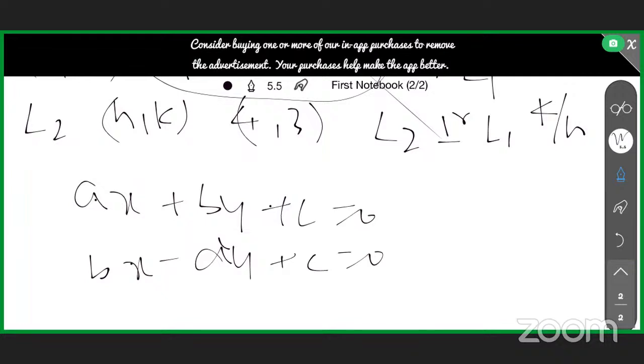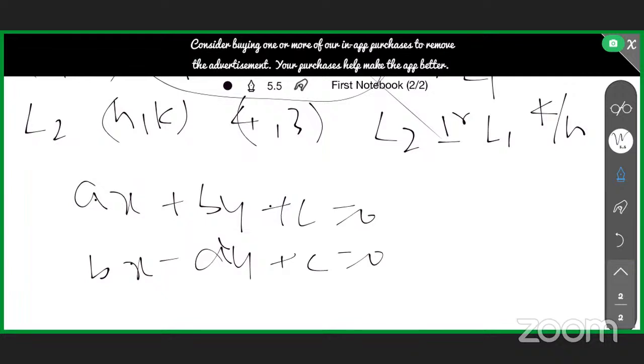We have got L1 and L2, and we know that L1 and L2 have a point of intersection H comma K. Using that intersection, you find the H comma K value, then find the ratio of H and K. Do you understand how to do this problem?